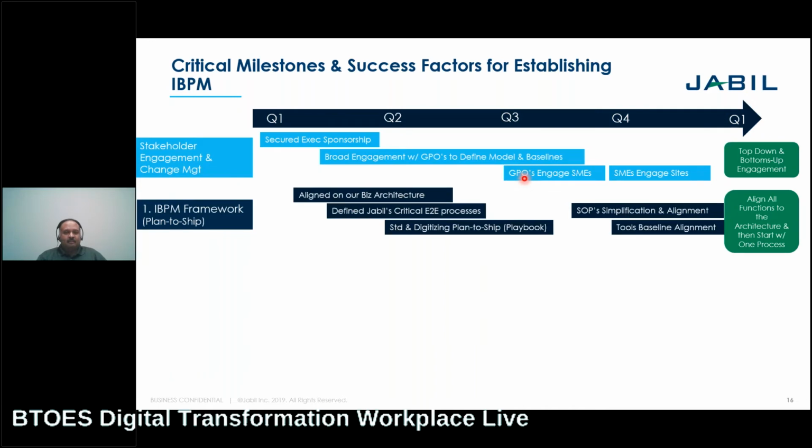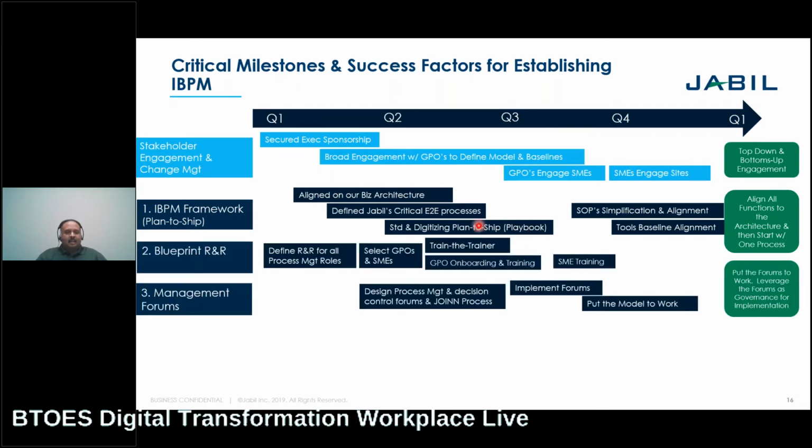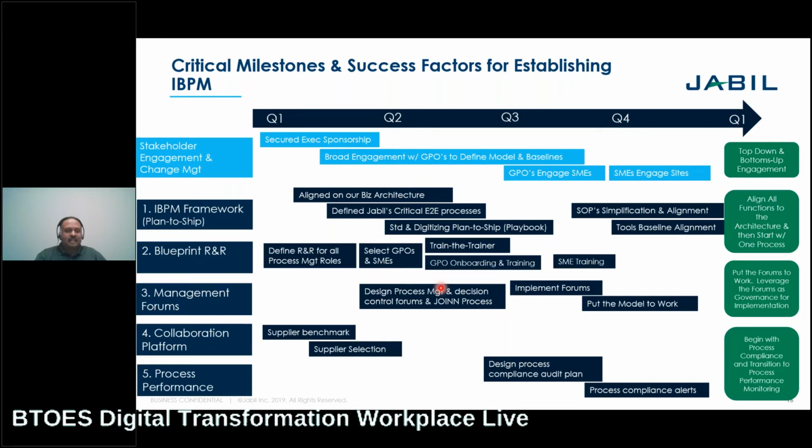Then we talk about the IBPM framework. We started with plan to ship as an example, where we align on a business architecture. We digitize the plan to ship. We create a playbook, and then we define the roles and responsibilities. So having a digitalized playbook is good, but again, without the roles and accountability defined, none of this is going to happen. We need to have a solid train the trainer model. We need to establish the forums so that innovations and actions can bubble up and change or affect the baselines. Collaboration is super important, and at the end we close the loop with process performance.